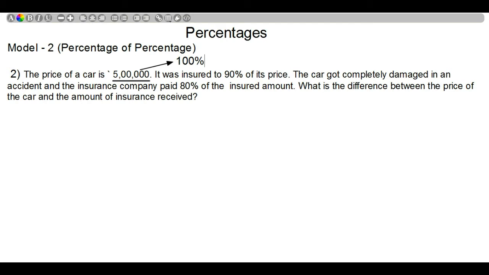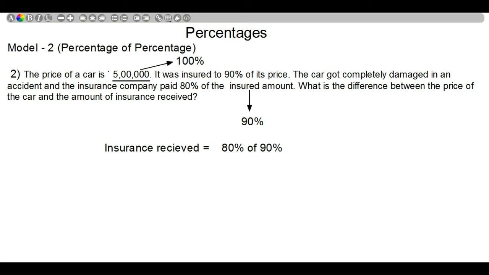Now remember friends, the company paid 80% of the insured amount. We very well know that the insured amount is only 90% but not the total value of the car. So we can clearly understand that the company paid 80% of 90%. That is nothing but the insured amount. So from this, we need to find out the difference between price of the car and the amount of insurance received. So very clearly, the insurance that the person will receive here will be equal to 80% of the insured amount, which is nothing but 90%.